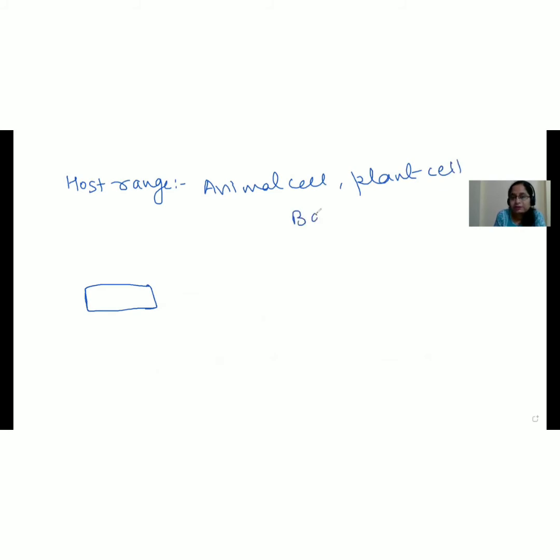So let's talk about the life cycle of virus. Yes, let me first tell you the host range of the virus. What do you mean by host range? The very simple thing: the cells that can be infected by the virus. So virus can infect animal cell, virus can infect plant cell, and it can even infect bacteria. Okay, and the viruses that infect bacteria are called bacteriophage.